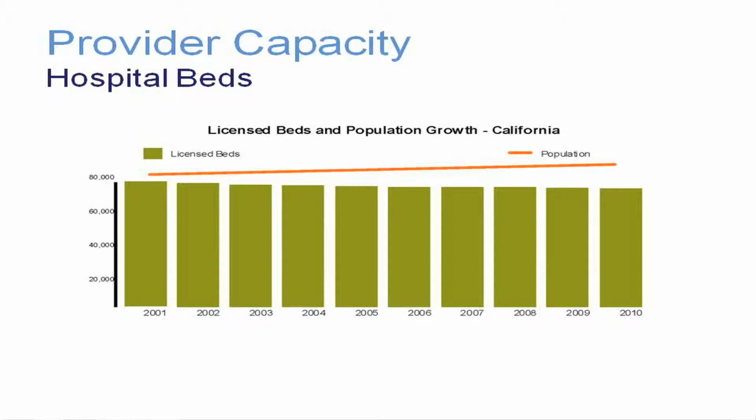The green bars over time, from 2001 to 2010, represent the change in the number of beds in California. And the orange line is population change. So population is going up, but in the aggregate, the total number of hospital beds is not going anywhere. Of course there are beds being added here and there.